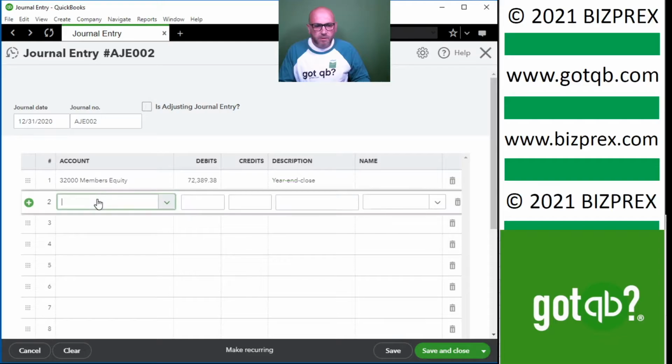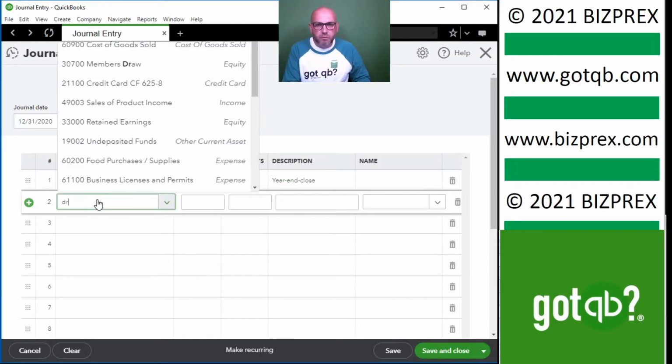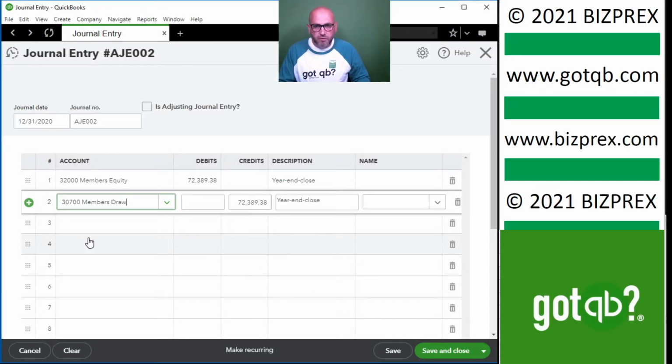All right, and then the member draw account is also an equity account, right? It was just a holder, right? We could have closed directly into the member's equity every time we took money out, but instead we debited our member's draw when we took money out just to keep track of that lump sum. But now that it's the year end, we're going to close it in, right?